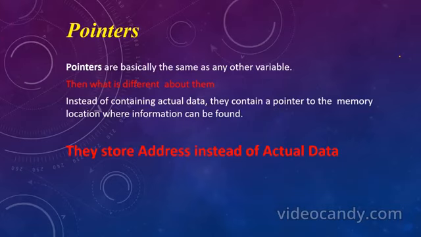Good morning, students. Today we are going to discuss one of the most important topics of C language known as pointers. So what are pointers? Pointers are basically the same as other variables. Then what is the difference about the pointers? Instead of containing actual data, they contain a pointer to the memory location where information can be found. In other words, they store addresses instead of actual data.